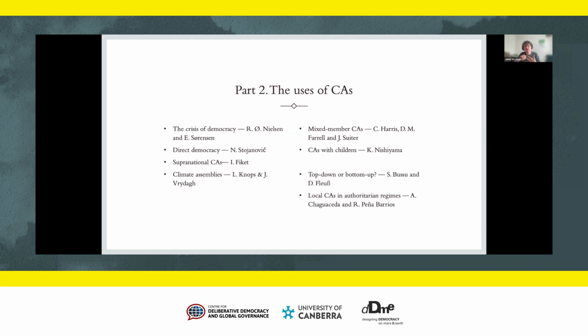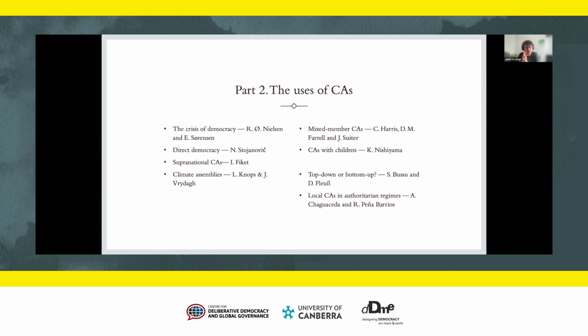In the second one, we discussed the implementation of citizens' assemblies through different angles. The first one is a chronological literature review of the crisis of democracy and how different types of citizens' assemblies, how different models have been proposed as solutions to different periods of crisis that democracies have faced. Then we have also two chapters about the combination.